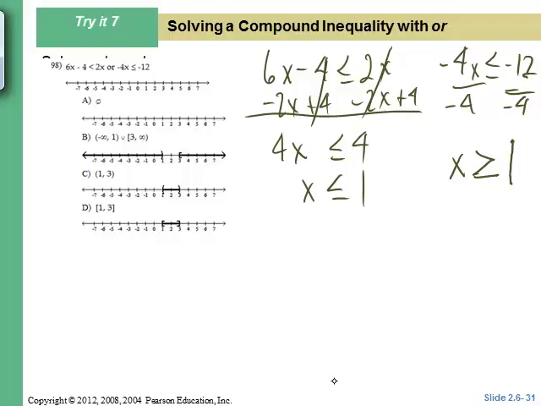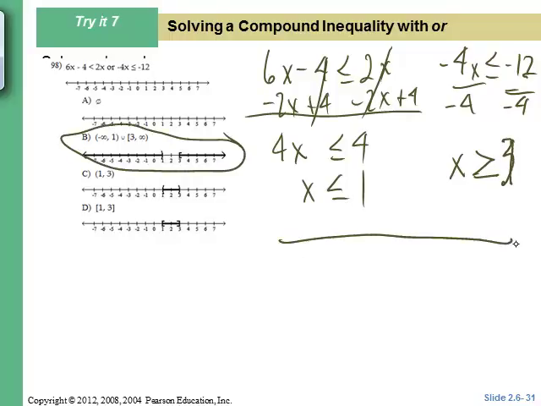Did I make a mistake? Oh, that's not 1. 12 divided by 4 is 3. Okay, so x is less than or equal to 1. X is greater than or equal to 3. So on our number line, our two critical values are at 1 and 3. Got a bracket going this way and a bracket going that way.